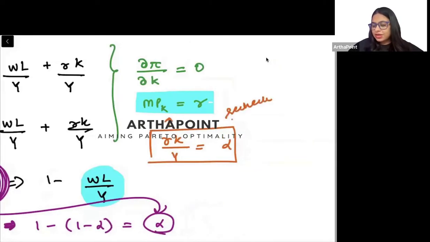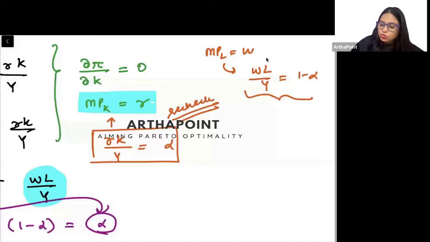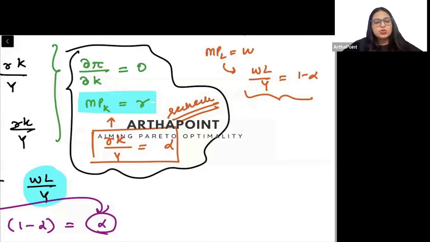Just as we did for labor, right? We differentiated it with respect to labor and we got MPL equal to W. And from here, we got that WL by Y is equal to 1 minus alpha. Similarly, you need to take this as homework and try to recheck it using the profit maximizing condition. Is this clear? So now, let us go towards the model.